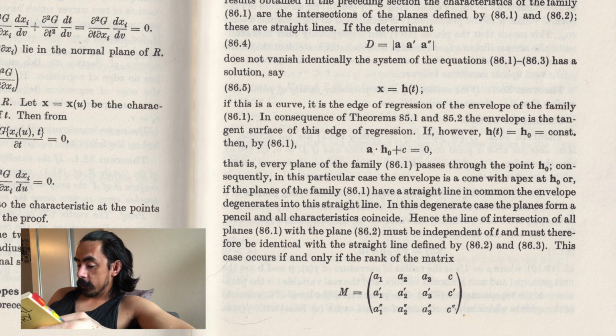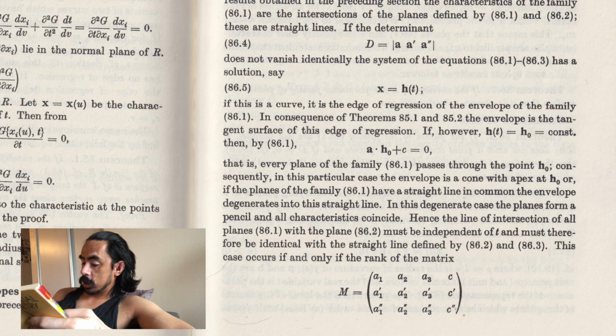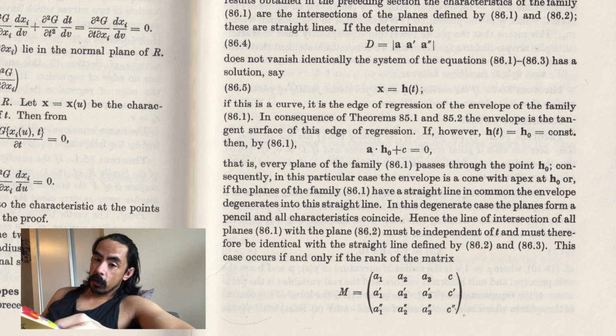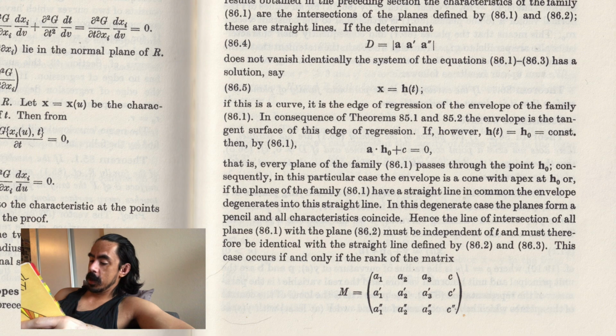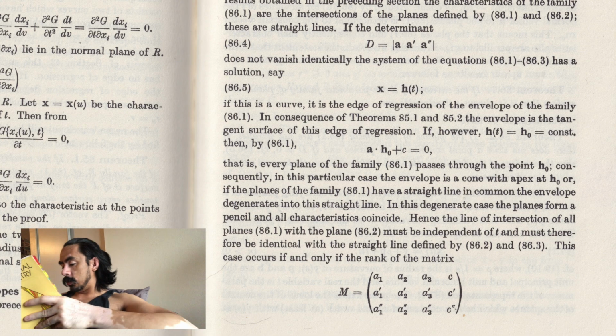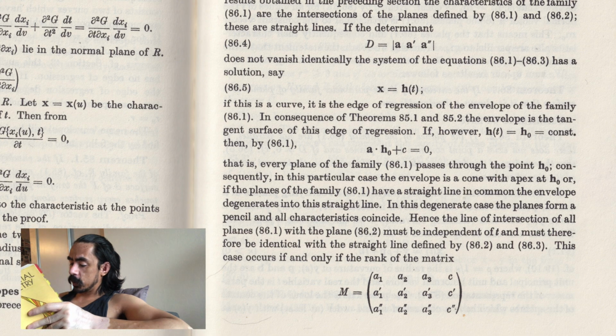Say the vector x equals the vector function h in terms of t. If this is a curve, it is the edge of regression of the envelope of the family implied by the representation of the function capital G in terms of the vector x and the scalar t being equal to 0. The function g being equal to 0, that is. In consequence of theorems 85.1 and 85.2, the envelope is the tangent surface of this edge of regression.